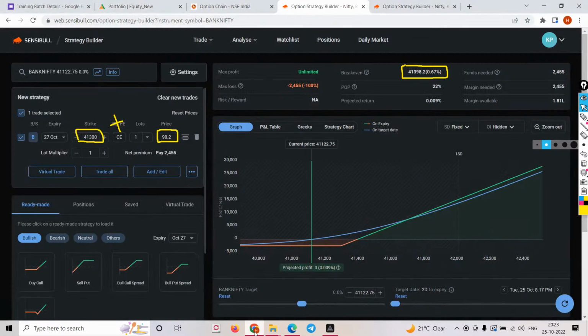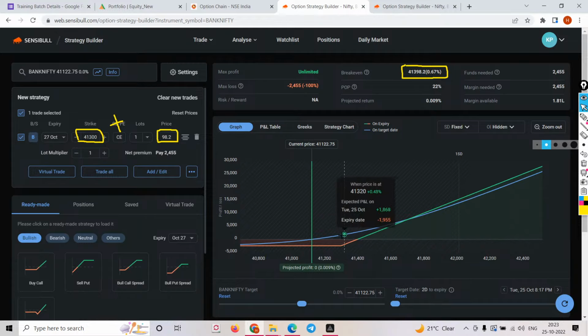So where were we? What were we discussing? Okay, fine. So what I meant to say is, it's not a ground rule saying that the option buyer will be having profit only when this break even is breached.